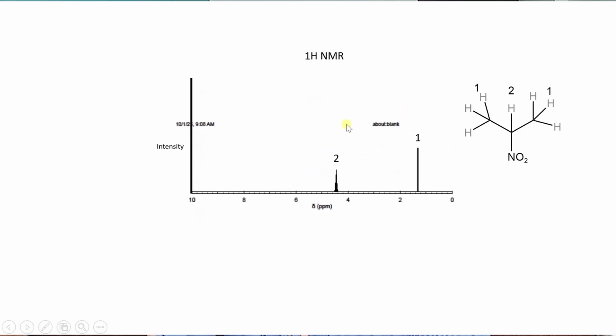In 1H NMR, as you can see, one axis will show the intensity, and the other axis will show the ppm value, what you call the chemical shift of the proton, right? And here is the intensity.